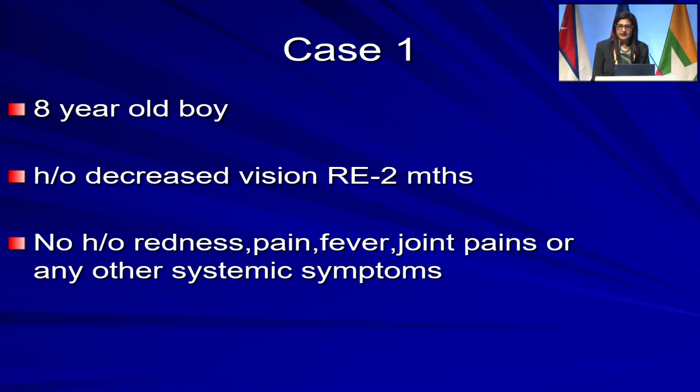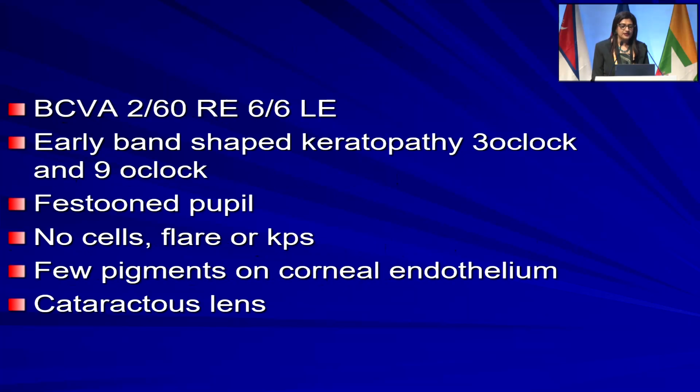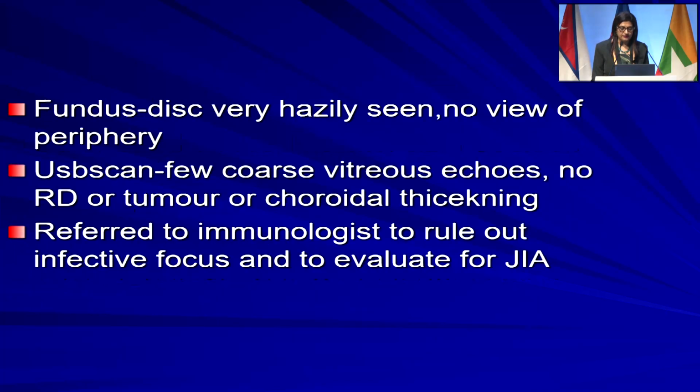In case number 1, an 8-year-old boy presented with decreased vision in the right eye for 2 months with no redness, pain, fever, joint pains, or any other systemic symptoms. Vision was 2/60 in the affected eye, with early band-shaped keratopathy, festooned pupil, but mature cataract. So there was no view into the vitreous.